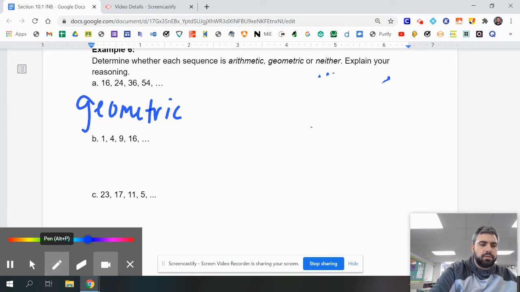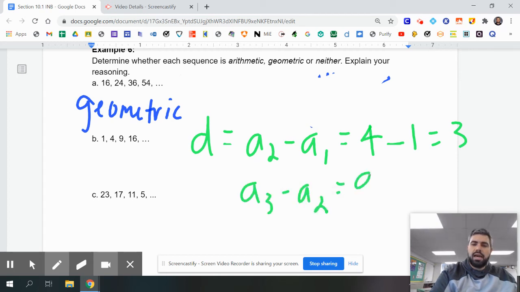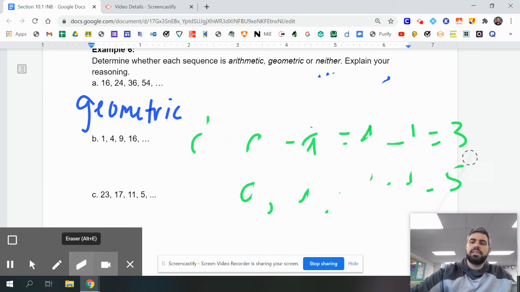Okay, let's go to our next one. Okay, again, let's start with arithmetic, right? So we say common difference would be A2 minus A1. And so in our case, it'd be 4 minus 1, which is 3. Okay, then I go to the next one, A3 minus A2. That would be 9 minus 4, and that would be 5. Okay, so they are not arithmetic because they don't go up by the same number every time, right? The first one goes up by 3, second one goes up by 5. So it's not that. Okay, so it's not arithmetic.